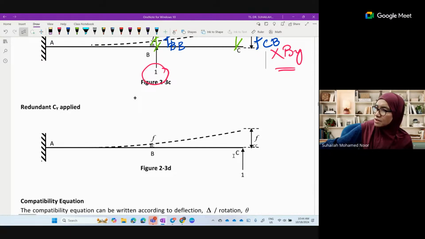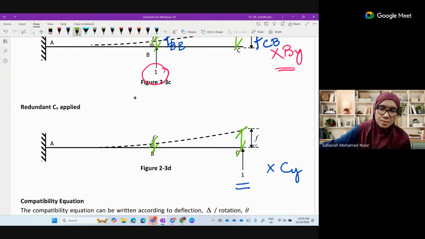A cantilever beam subjected to a unit value of CY. Again, we mark the delta at position B and at position C, and we label here F, here also F. Displacement in the redundant system, we must label all as F.